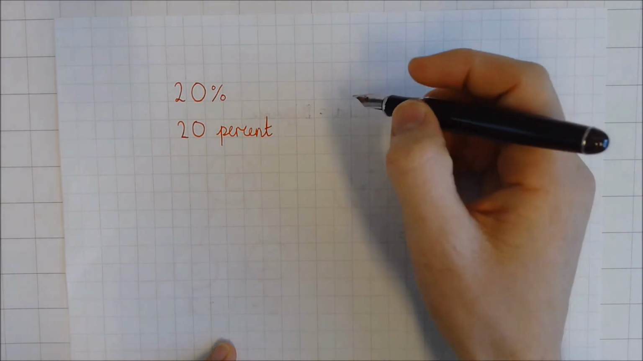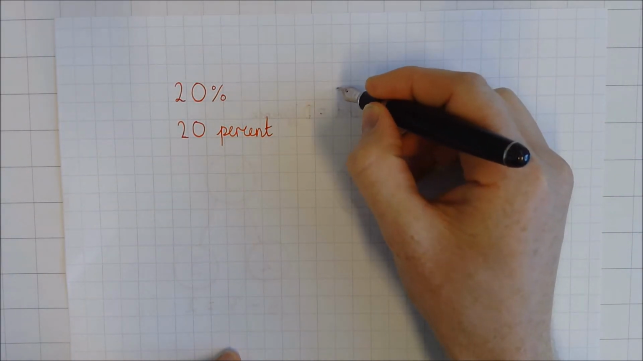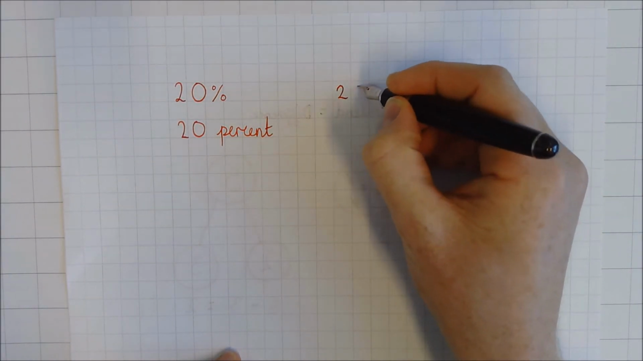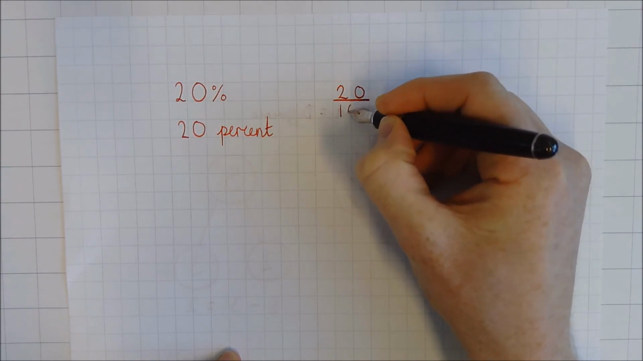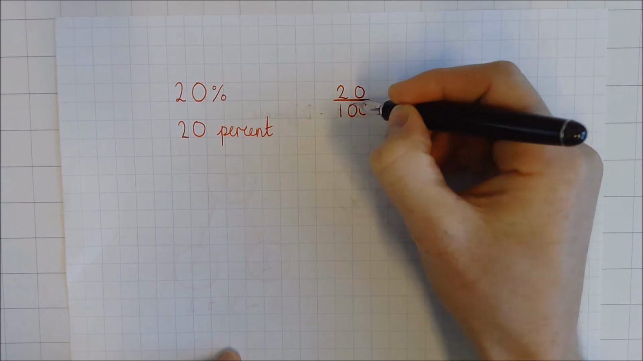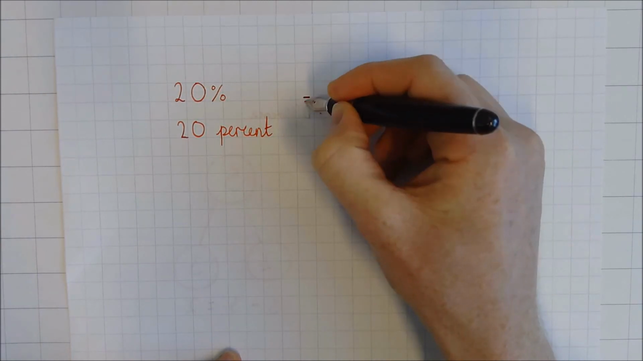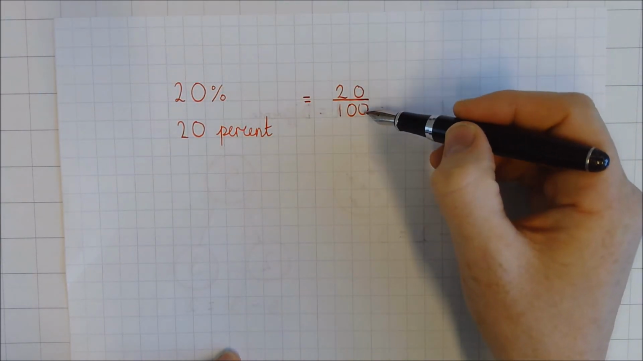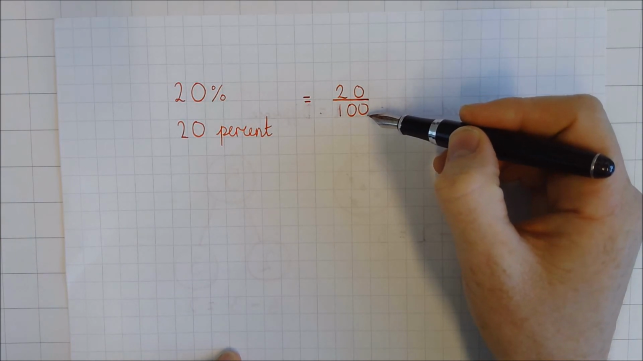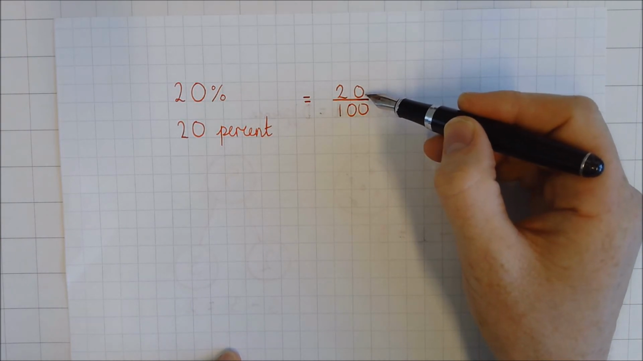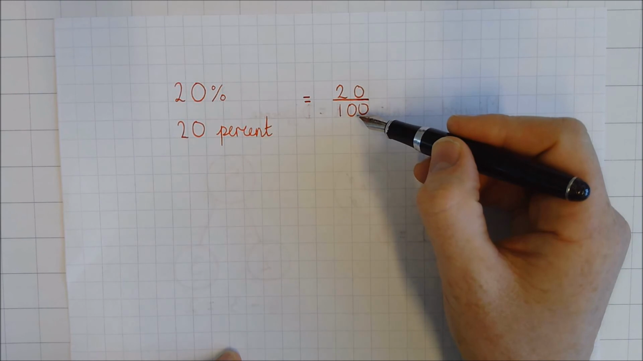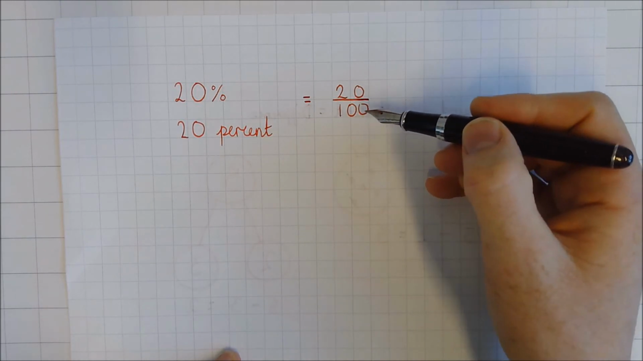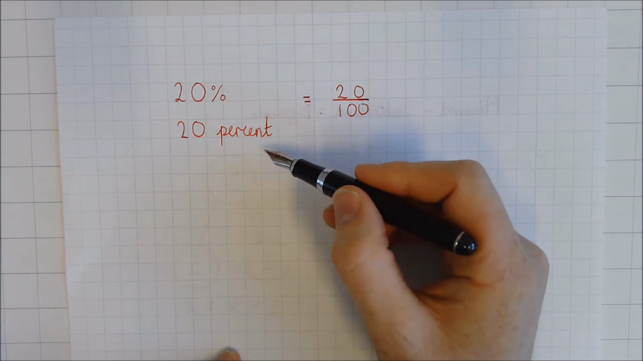And if you remember from our fractions, we would write that like this: 20 out of 100. That means we've split our whole into 100 pieces and we want to know the value of 20 of them. Now, the denominator with percent is always 100, because percent means out of 100.